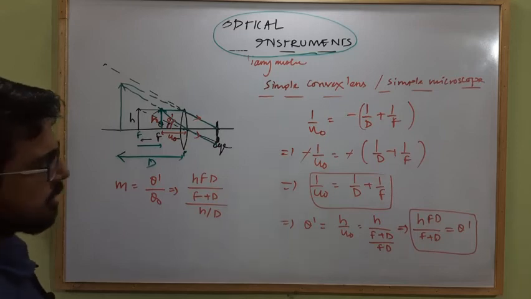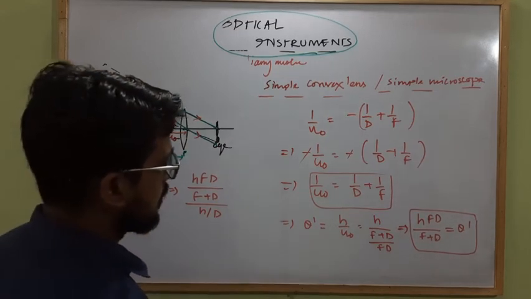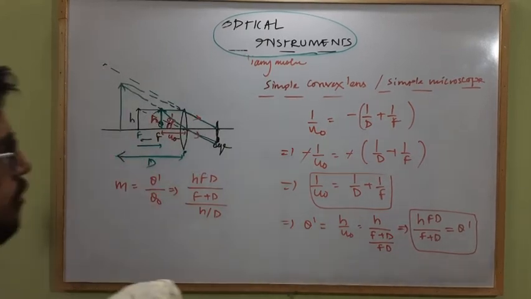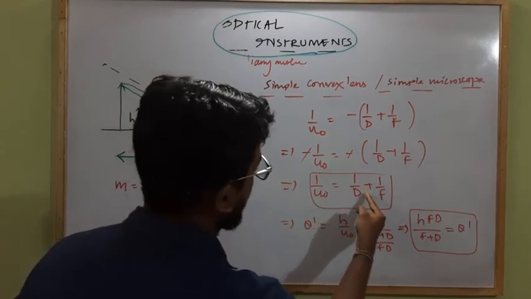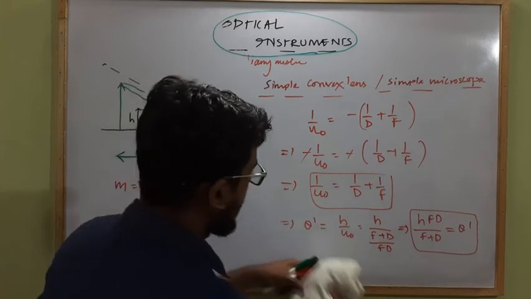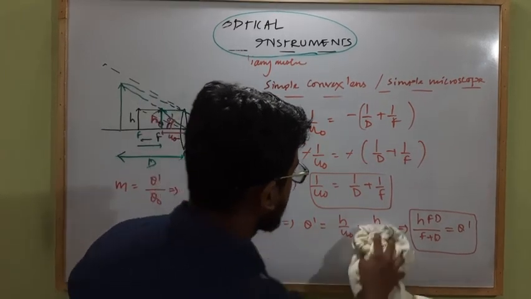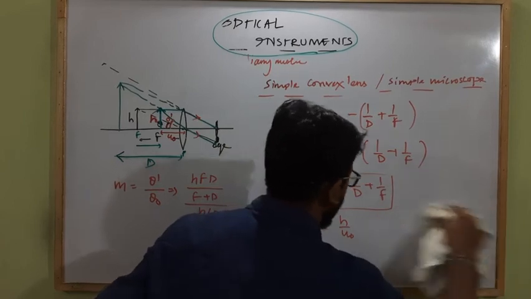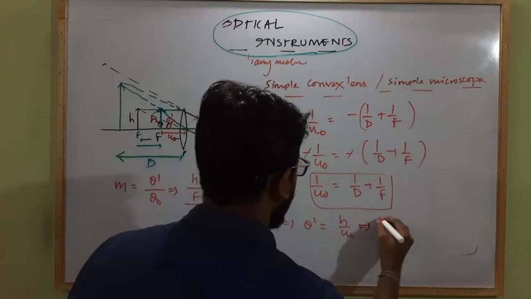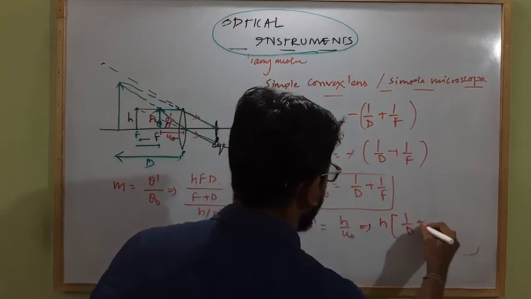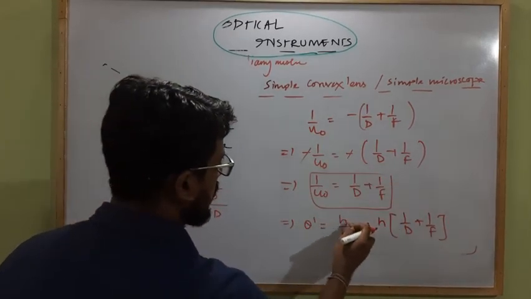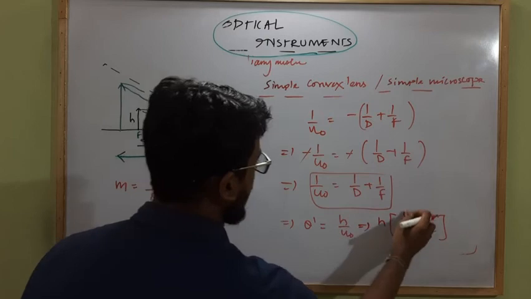Clear? Sorry, I think I made some mistake here. Sorry, just a moment. Here it will be how much? 1 by u naught equal to 1 plus d plus 1 by f. So here it will be 1 by h by u naught. So it will be h into, so this will be how much? Theta dash will be h by u naught. So this implies it will be h into 1 by d plus this, because 1 by u naught is this much. So h by u naught, h into 1 by u naught, so h into 1 plus d by f.